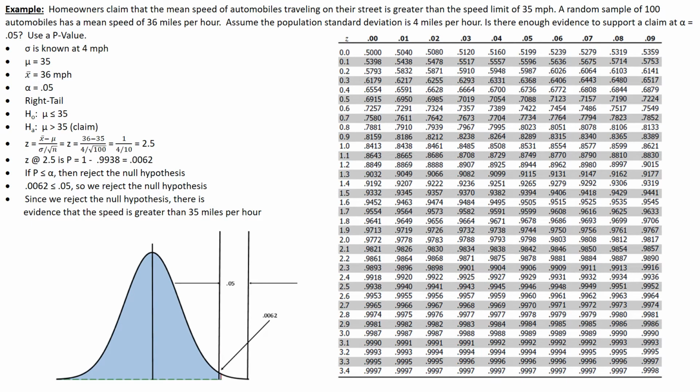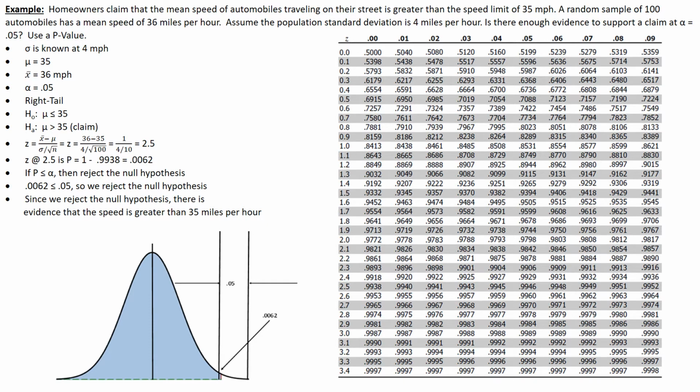Here's another one. Homeowners claim that the mean speed of automobiles traveling on their street is greater than the speed limit, 35 miles per hour. Sounds like some person does not like people speeding in their subdivision. A random sample of 100 automobiles has a mean speed of 36 miles per hour. So they're saying it's greater than 35, and they did a sample, and they found out the average speed of 100 cars in this sample is 36 miles per hour. Assume the population standard deviation is 4 miles per hour. Is there enough evidence to support the claim at alpha 0.05?